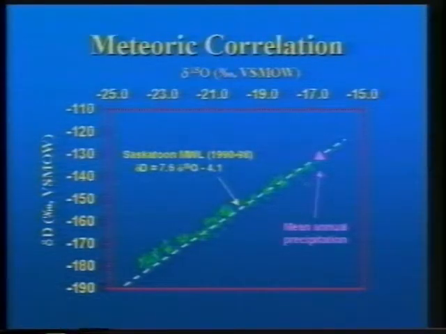Putting all these data together, the deuterium number and the oxygen-18 number, if you're not familiar with the units of these, just assume they're concentration units. You plot these data together, and they fall in a straight line that approximates the local meteoric water line. This is measured in Saskatoon, the city where I'm from.